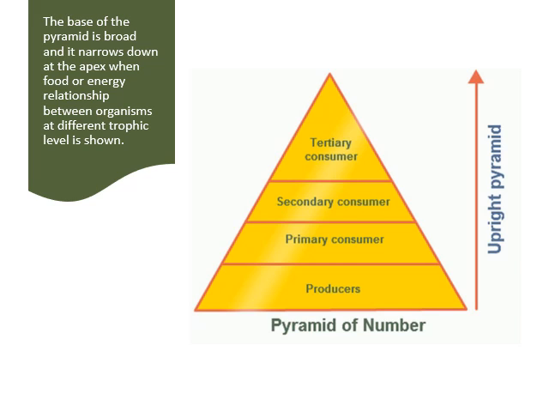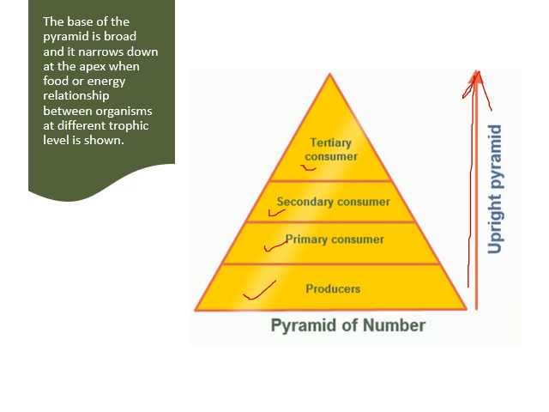So this pyramid is a pyramid of number, and by observing this pyramid we can find out that the number of producers is maximum. Primary consumers like herbivores are less than producers. The number of secondary consumers and tertiary consumers is less than primary consumers. So what are we observing? That as we go up trophic levels, the number of organisms is gradually decreasing.